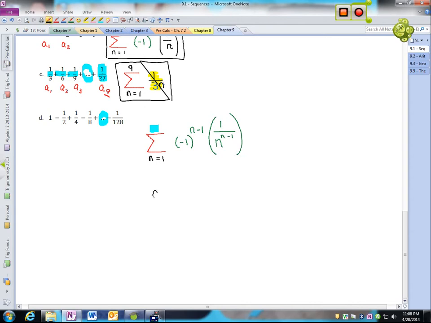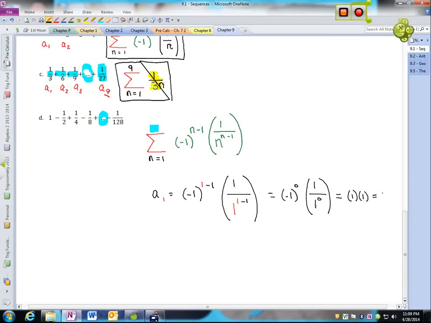Okay? Go ahead and find your a sub 1 by plugging in 1. That would give me a -1 raised to the, plugging in 1 for n, so 1 minus 1 times 1 over, plugging in 1 for n, raised to the 1 minus 1. So I just plugged 1 in for all of those n's. I end up with -1 to the 1 minus 1, which is 0 power, times 1 over 1 to the 1 minus 1, which is 0 power. If you don't remember, anything to the 0 power is 1. So -1 to the 0 power is 1. 1 over 1 to the 0 power is 1. 1 times 1 is 1. So that first term of 1 over here, a sub 1, that first term checks.